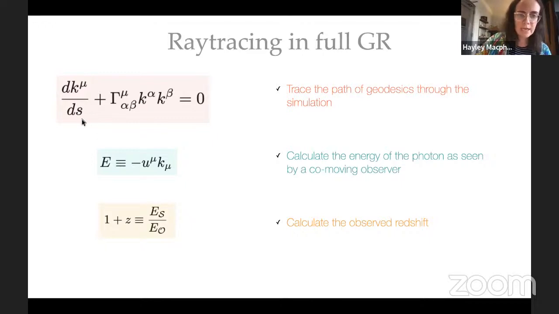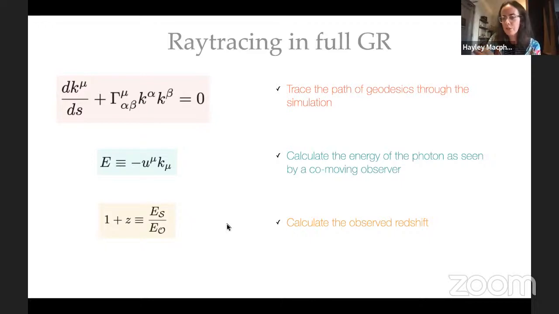I know I've swapped between S and lambda, but they're the same thing. I showed lambda before and now it's S. And then along the geodesic, we can calculate the energy that would be observed by an observer moving with 4-velocity u mu. And then the redshift is just calculated again as the ratio between the energy at the source and the observer. But tracing a single geodesic is not quite enough.